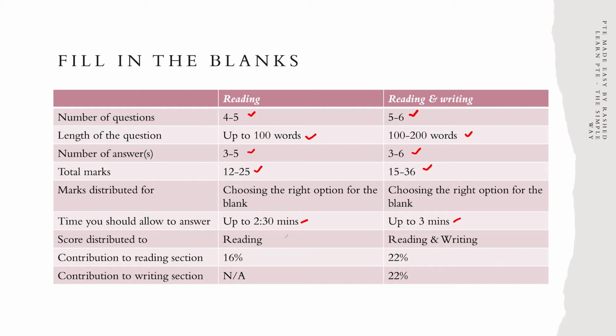A score is distributed to only reading from fill in the blanks reading, and for fill in the blanks reading and writing, of course, as the name suggests, score will go to writing. Contribution to reading section is 16% and 22% respectively. Now, as you can see, these carry higher contribution or higher weightage towards your score in reading. I recommend that you give more time to them by taking out time from multiple choice questions. That's the reason I have given less time, and I actually recommend that these are the maximum time. If you can, take even less time on those questions and put them in here.